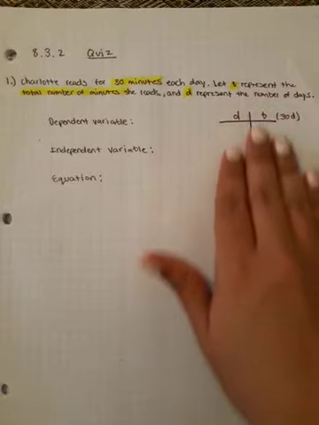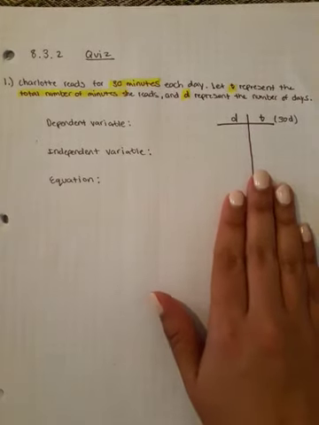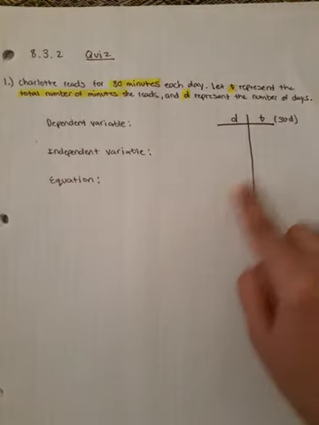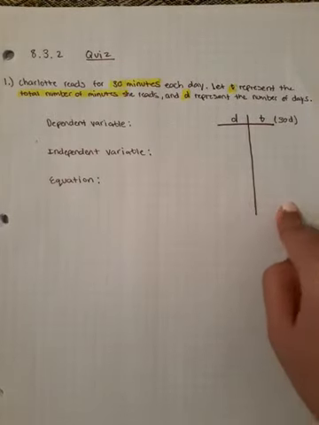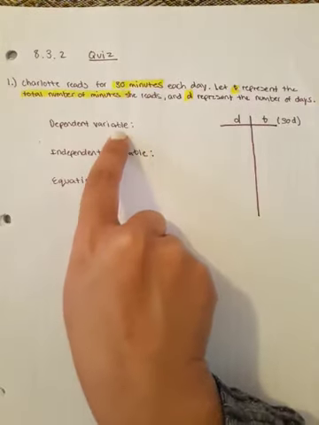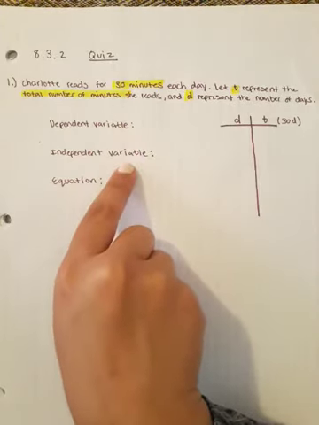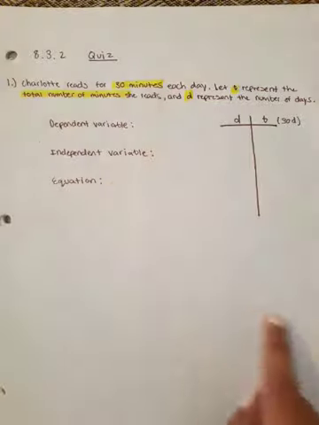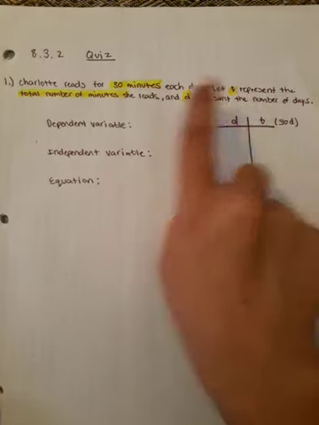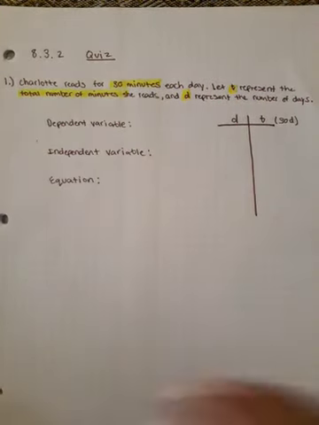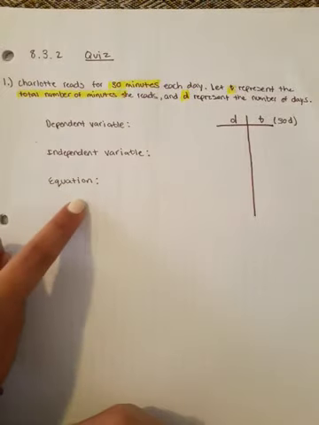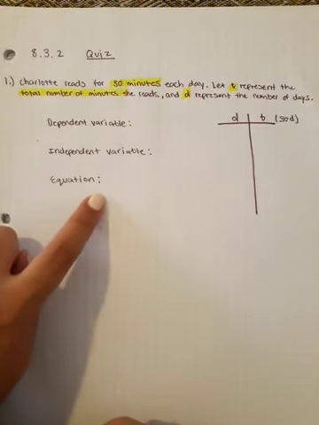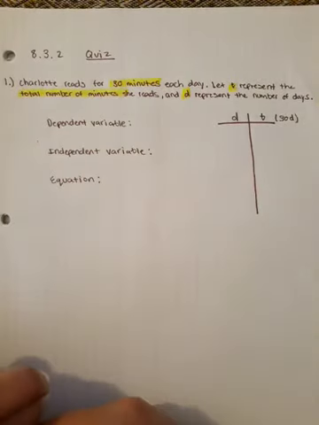So we have the table here, and I believe it's already set up for you, right? You have D on this side and T on the other. You have your dependent variable that you have to figure out and your independent variable, and also an equation that you have to write. All right, so using those variables, like I said, the first thing that I do is figure out how to write my equation, and this always helps me find the dependent and independent variable.